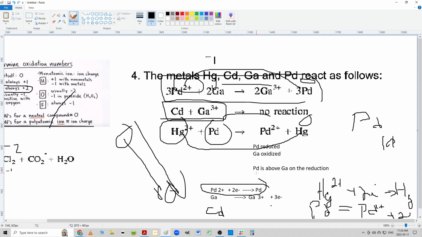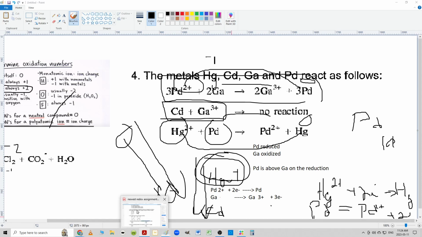Since Pd is right there, that means Hg2+ must be above it on the reduction table. We now have an order, but notice it's in order of strongest oxidizing agents downwards, because these reduce first. They're the strongest oxidizing agents. But the question is tricky.